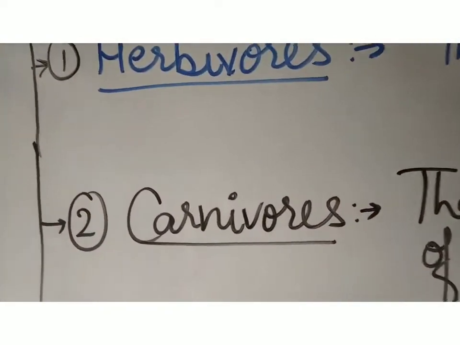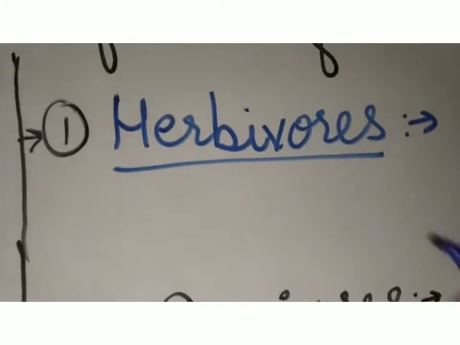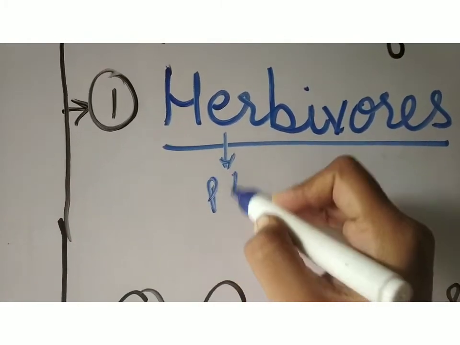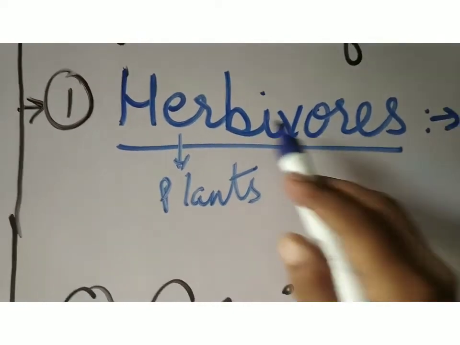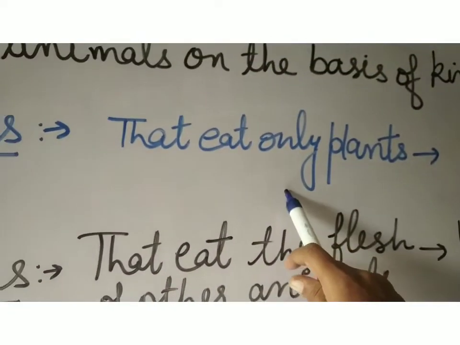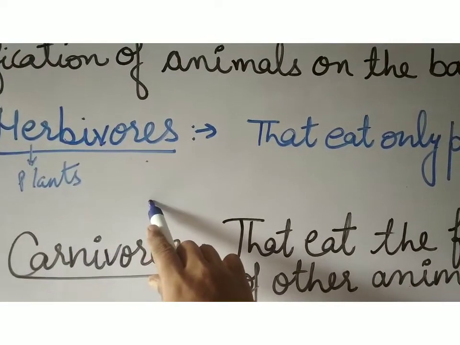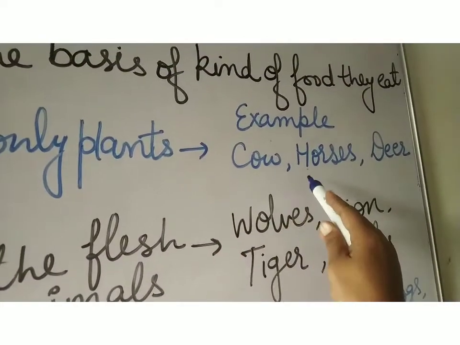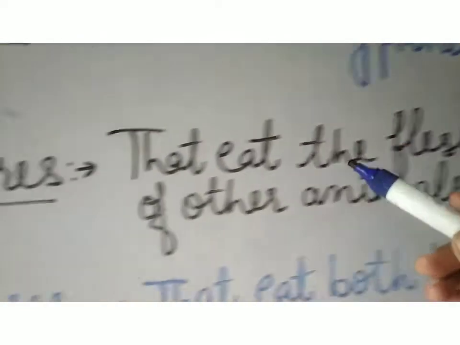Herbivores. Herb means plants and trees. So the animals that eat plants come into the category of herbivores. For example, cow, horses and deer.